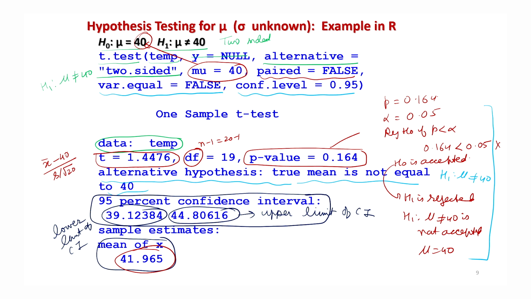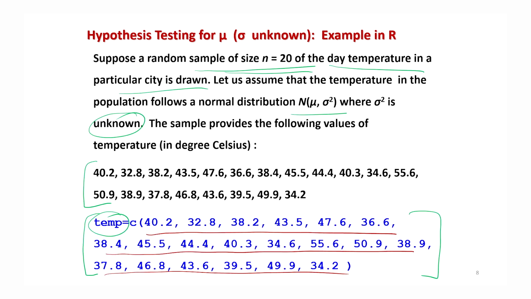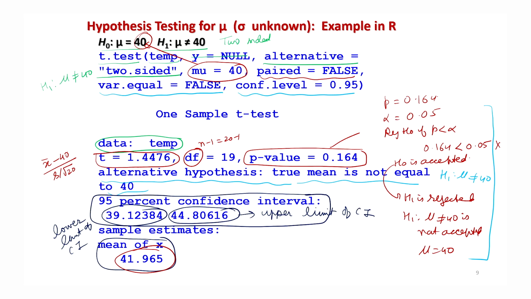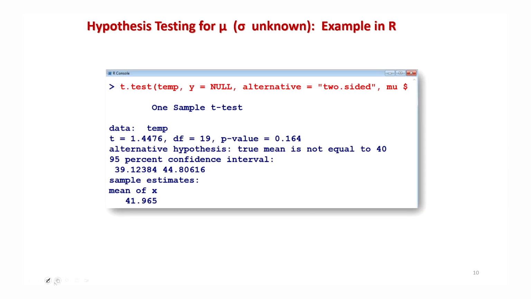Right, there is not much difference between 40 degrees and 41 degrees, because there is a lot of random variation also. And this random variation is there because you can see some value here is 32.8, some value is 49.9, some value is 55.6. So there is a variation also. So this is what we understand from the test of hypothesis. And this is the screenshot of the same outcome that I have shown you, right?